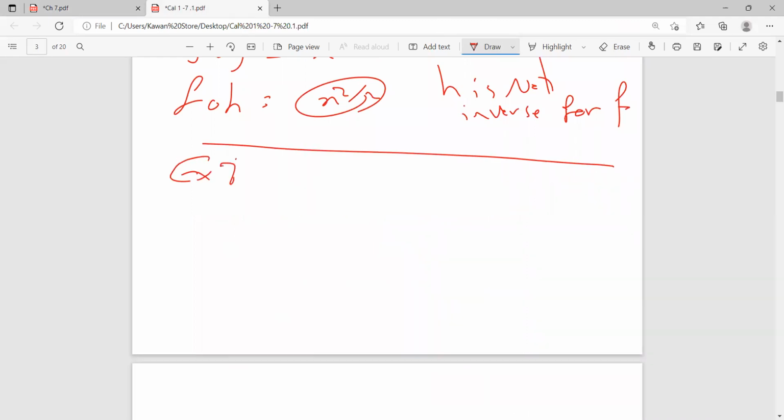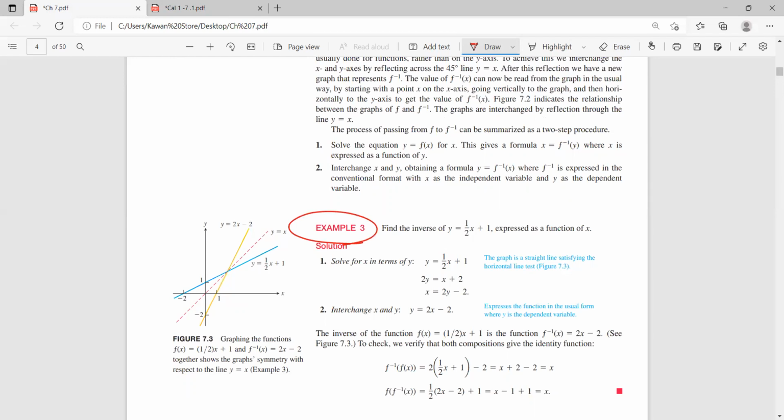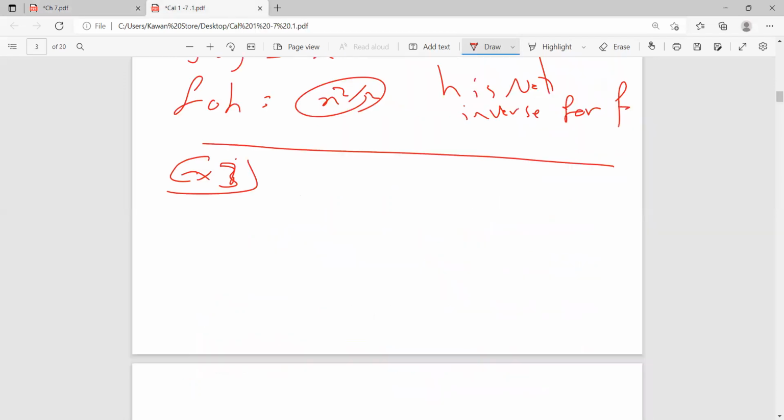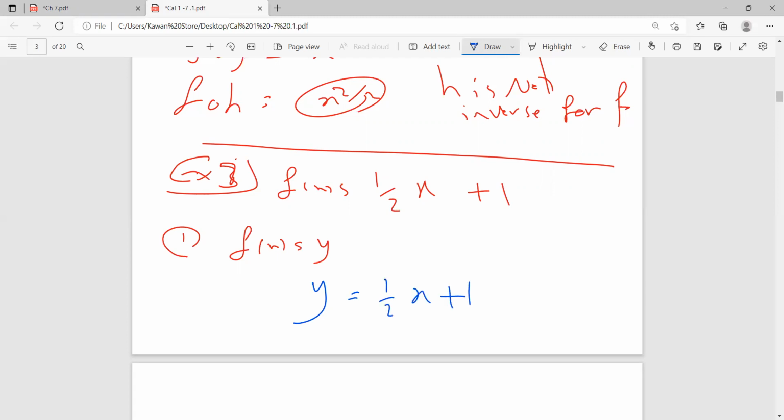So the example is example number 3 in your page. Find the inverse of f of x equal to 1 over 2x plus 1. First of all, the first step: write f of x as y, so y is equal to something like that. Please be patient, be with me. You can work out the others by yourself, by your hands. So y equals 1 over 2x plus 1.